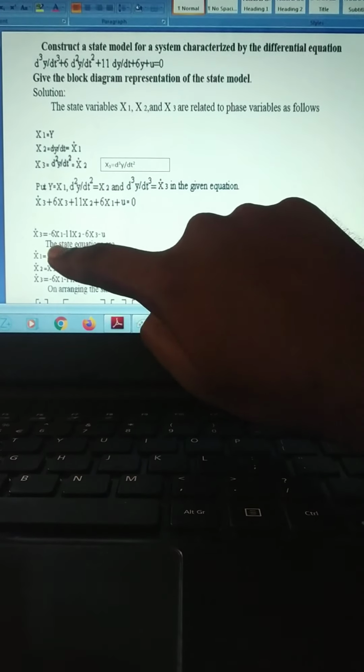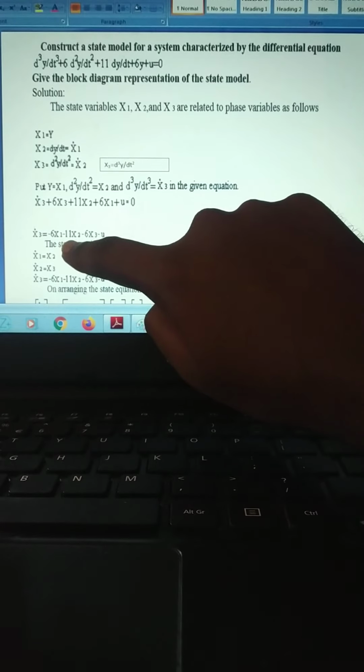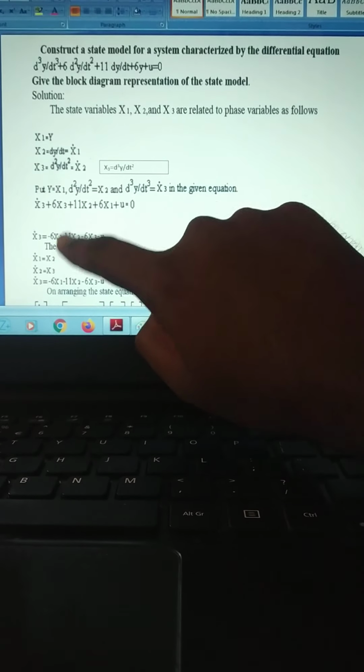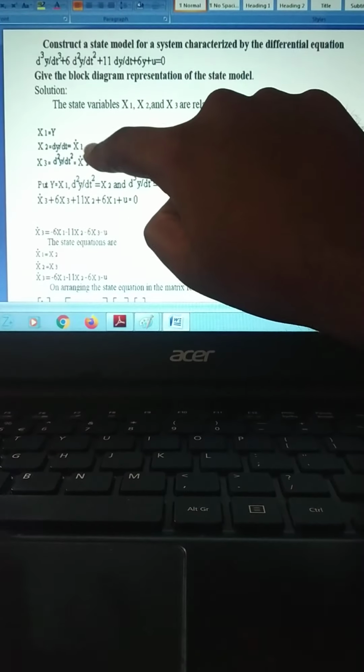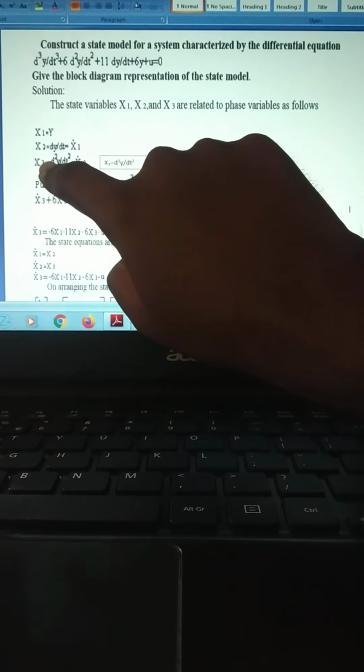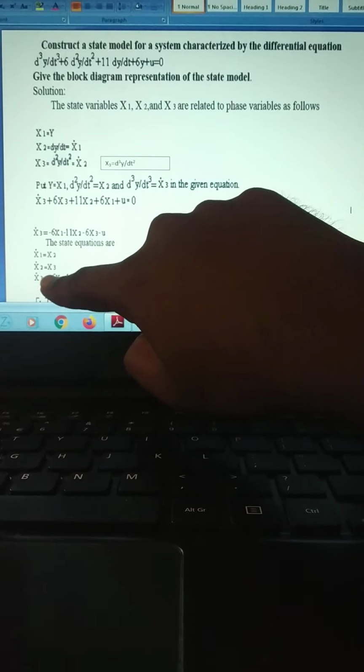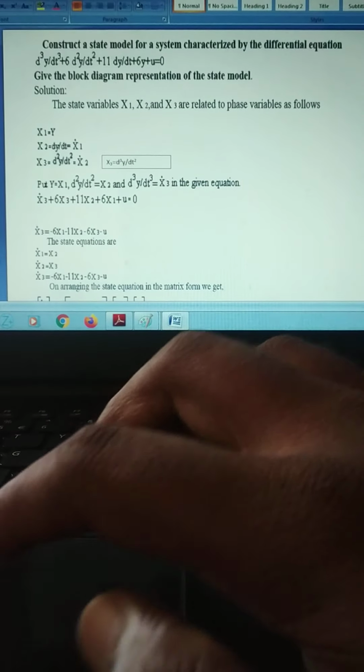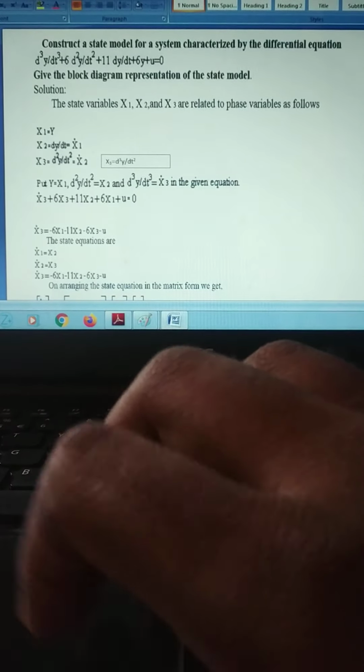From the equation we find the value of x3 bar, and we also need x1 bar and x2 bar. So x1 bar is equal to x2 and x2 bar is equal to x3. So x3 bar is what we already found. Using these values we can draw the matrix.